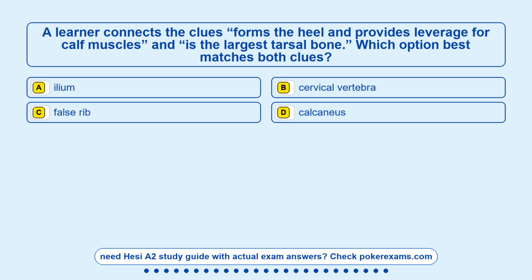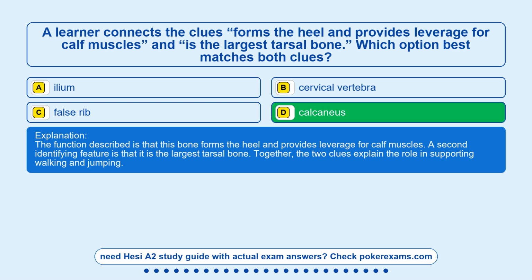Question 9. A learner connects the clues, forms the heel and provides leverage for calf muscles and is the largest tarsal bone. Which option best matches both clues? Option A, ilium. Option B, cervical vertebra. Option C, false rib. Option D, calcaneus. The correct answer is option D, calcaneus.